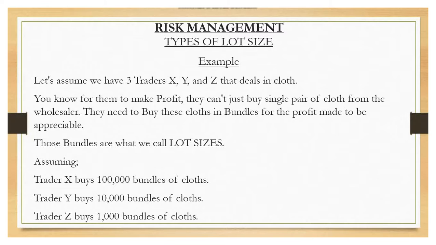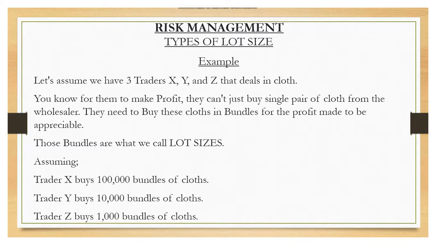Let us assume we have three traders, trader X, trader Y, and trader Z, that deal in clothes. You know, for them to make profit, they can't just buy a single pair of clothes from the wholesaler. They need to buy these clothes in bundles for the profit made to be appreciable. Those bundles are what we call lot size.